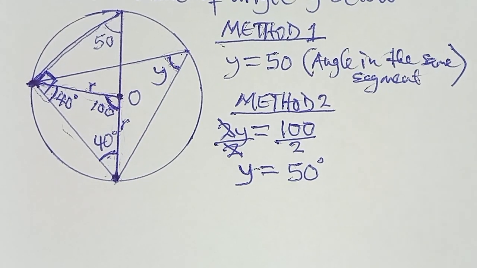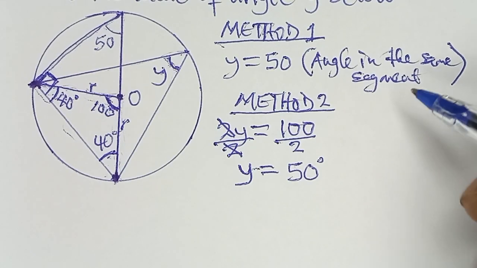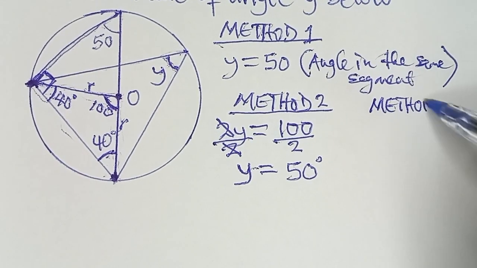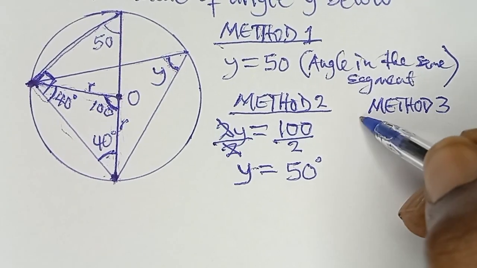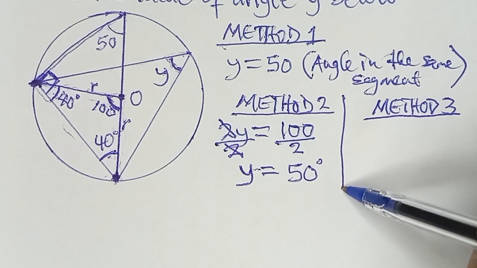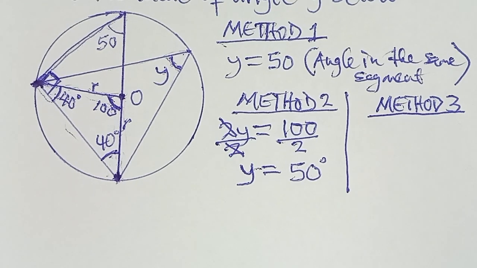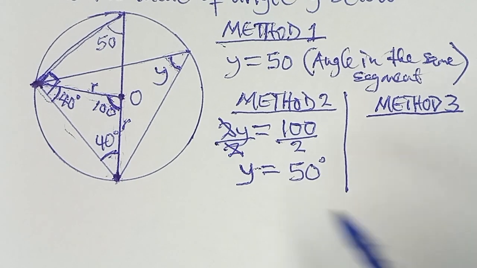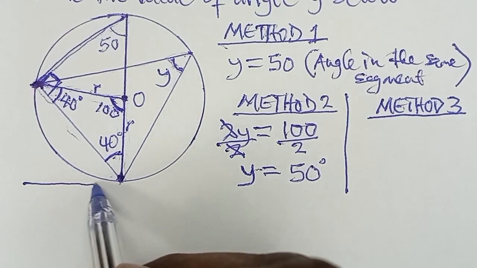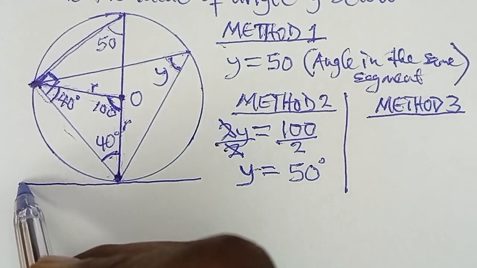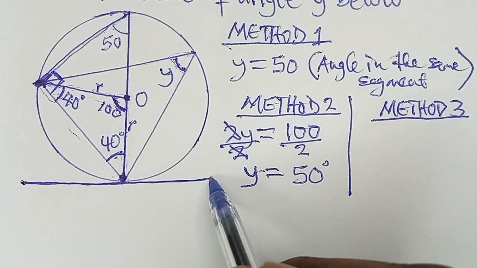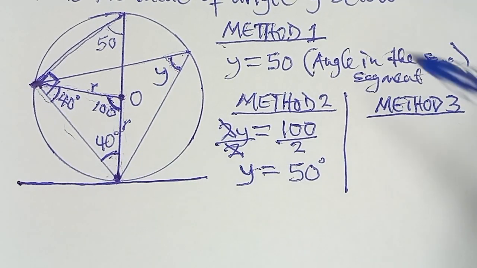Now finally, method 3. Let me write method 3 here. Now, in order to solve method 3, I'm also going to make another trace again. I'm also going to draw another line. This time, it is a tangent. A tangent is an external line that touches a circle. So I'm tracing this external line here now.